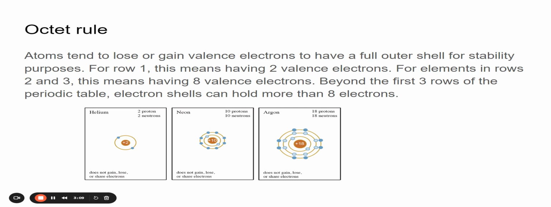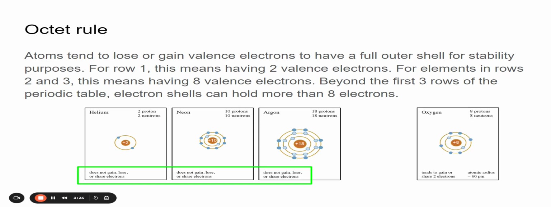I do want to point out with the octet rule, if I'm looking at these first 3 elements in the noble gases, helium, neon, and argon, you'll notice that because they have full outer valence shells, they all share a similar property. They don't gain, lose, or share electrons. That makes reasonable sense. They already have full outer valence shells. Versus if I'm looking at something like oxygen, oxygen on the other hand has 6 in its outermost shell. And since it has 6 in its outermost shell, you'll notice that it tends to gain or share 2 electrons. Let's talk more about that in just a moment.